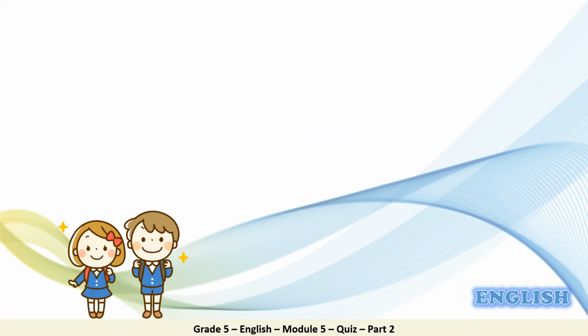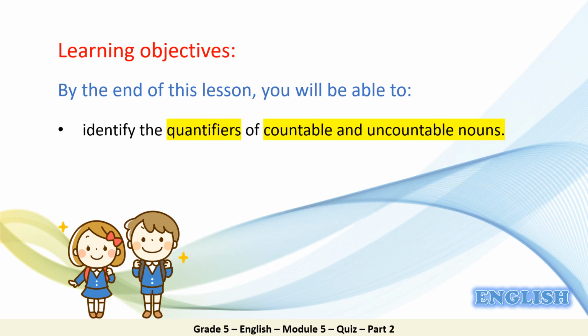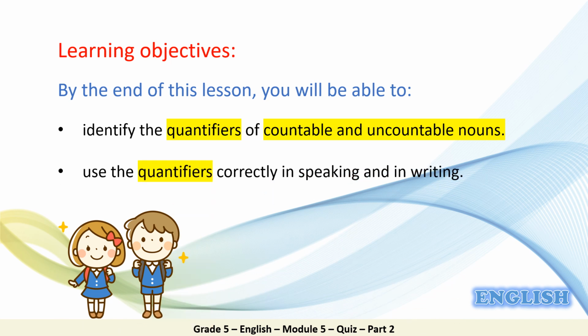Our lesson today is based on the lesson you studied before, but we will focus on the grammar. Before we start, let's take a look at our learning objectives for today. By the end of this lesson, you will be able to: Number 1. Identify the quantifiers of countable and uncountable nouns. Number 2. Use the quantifiers correctly in speaking and in writing.